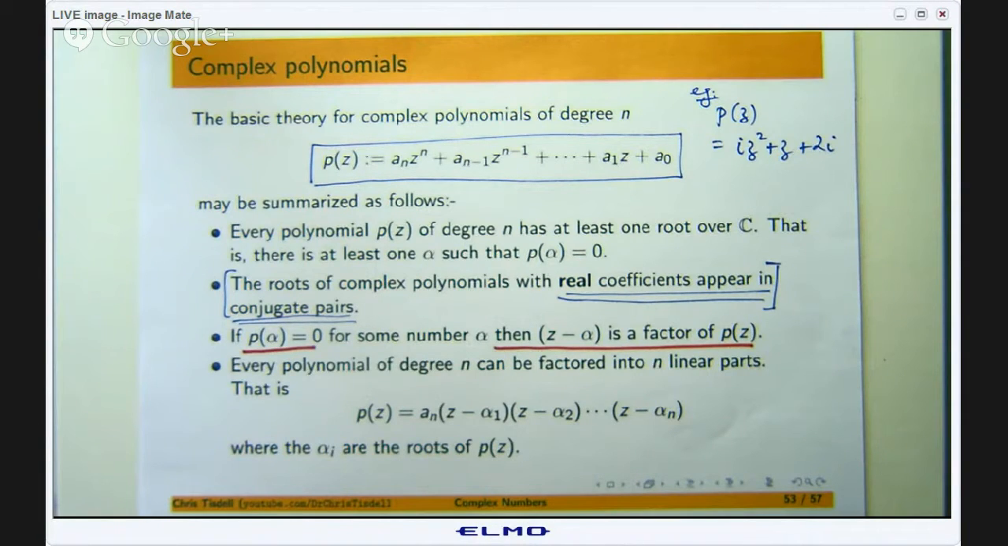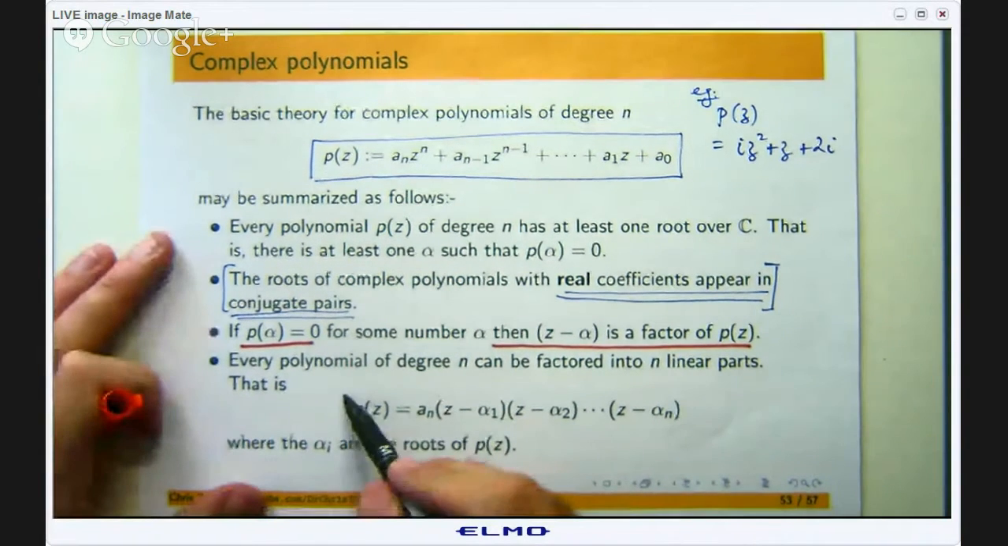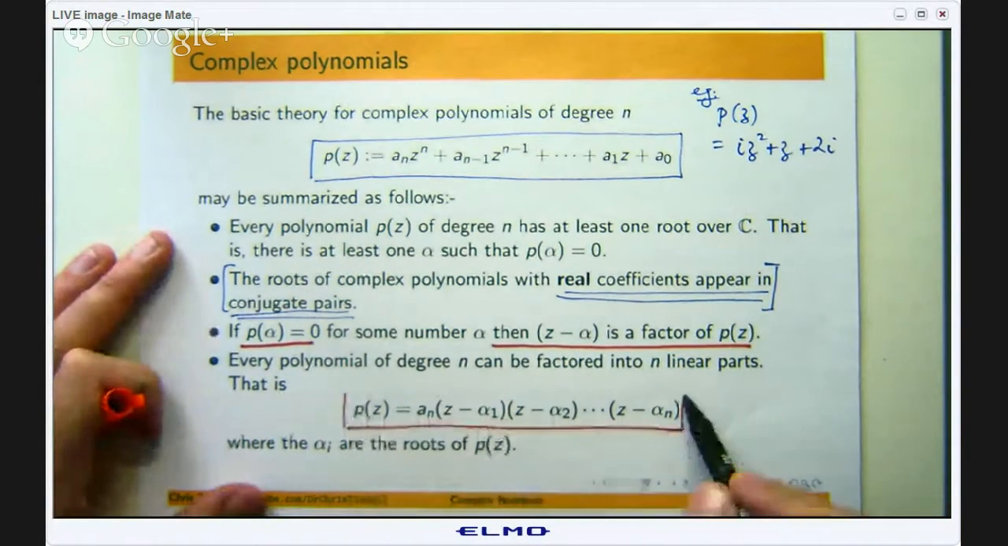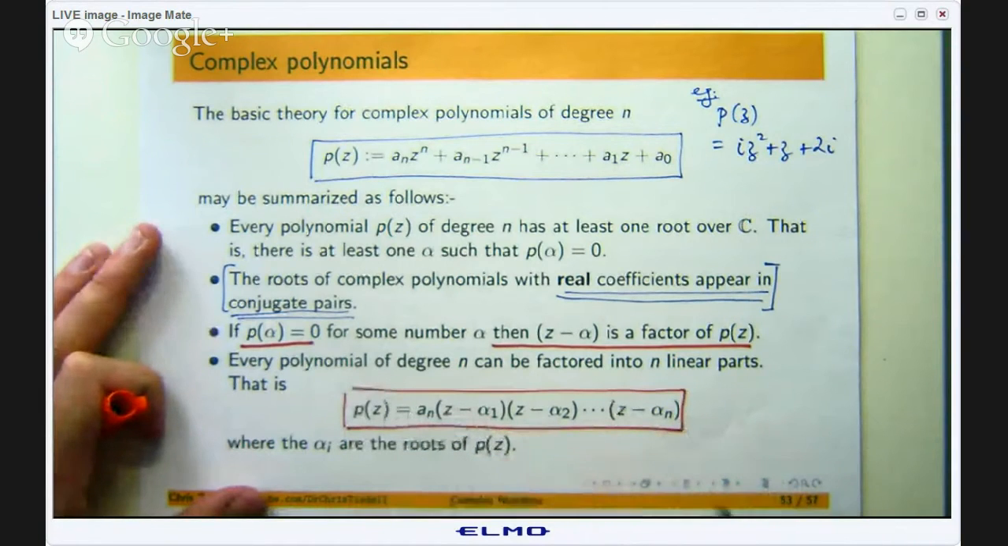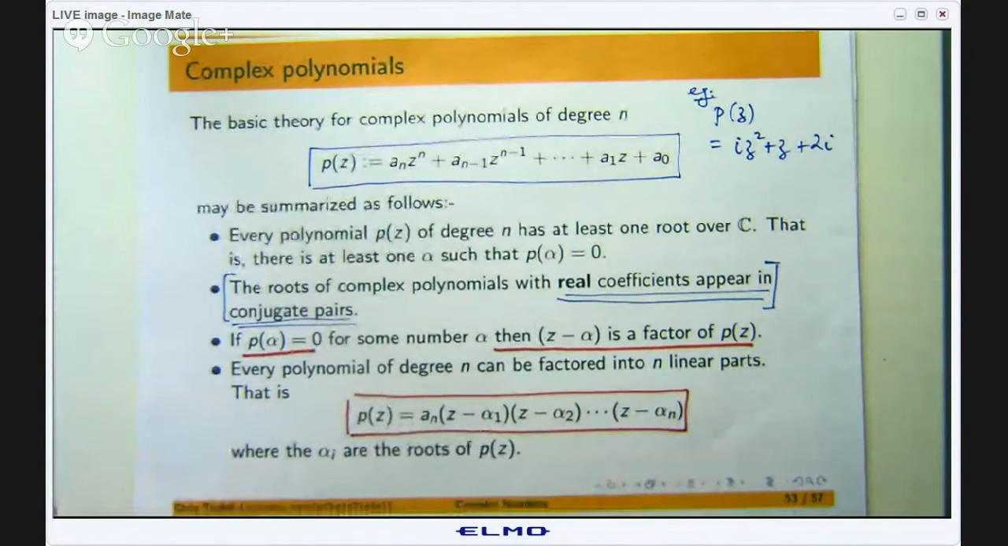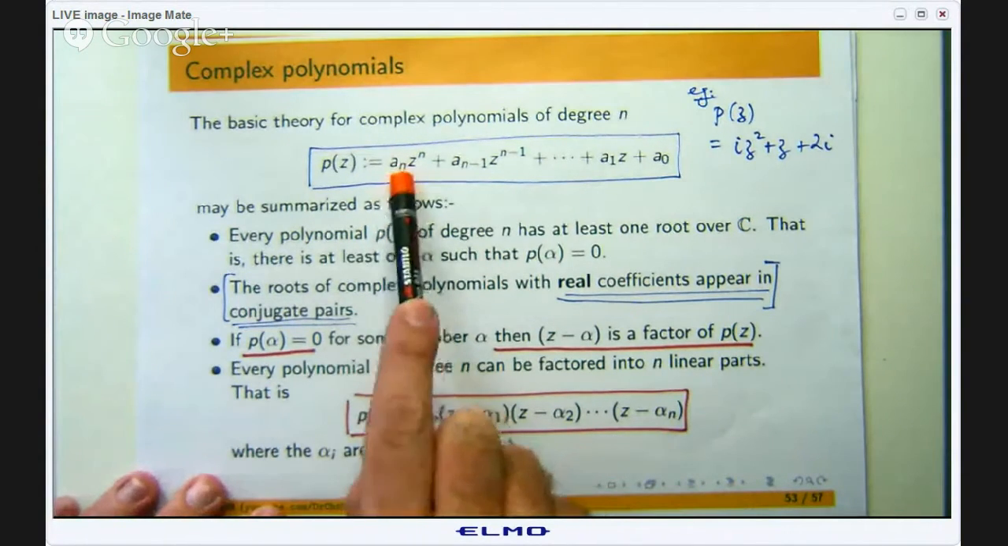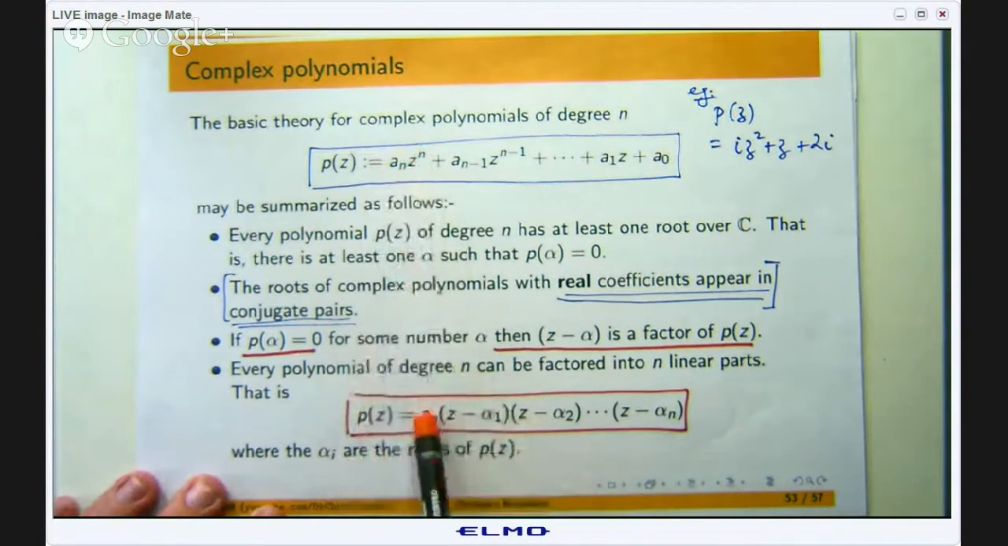All right, well, the last one. Every polynomial of degree n can be factored into n linear parts. That is, I can write my polynomial as the product of z minus each of the roots. Now, the a_n out here is the coefficient of the leading term, if you like. Okay.